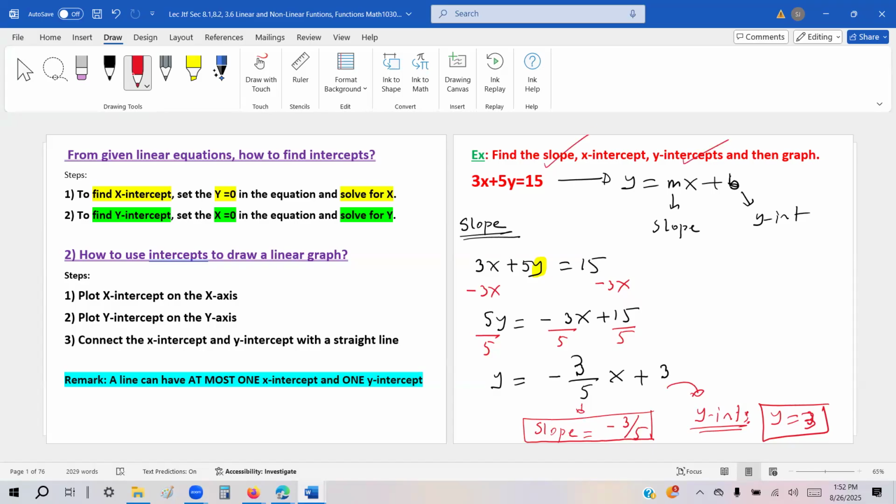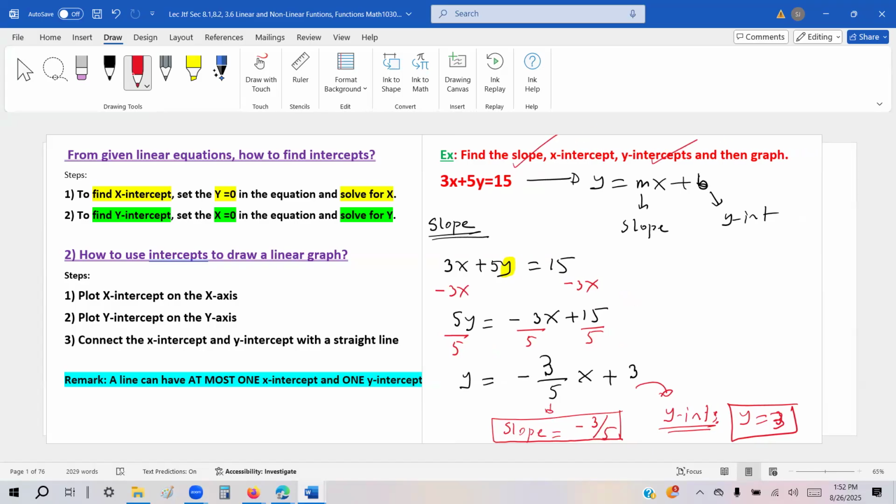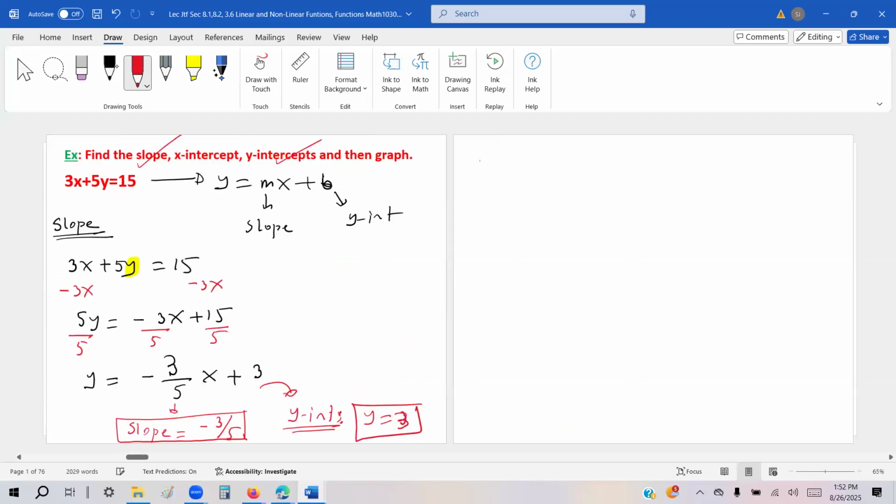So what do we need now? X-intercept. So you go to the x-intercept. To find the x-intercept, what do we do? Set y to be 0, because we don't need the y. Set y to 0. And then solve for x.